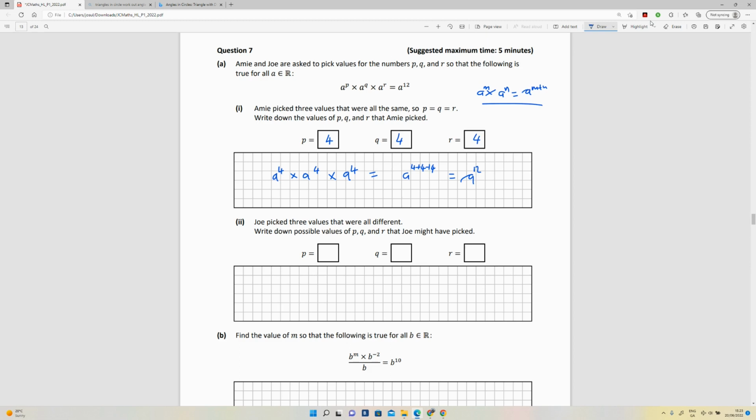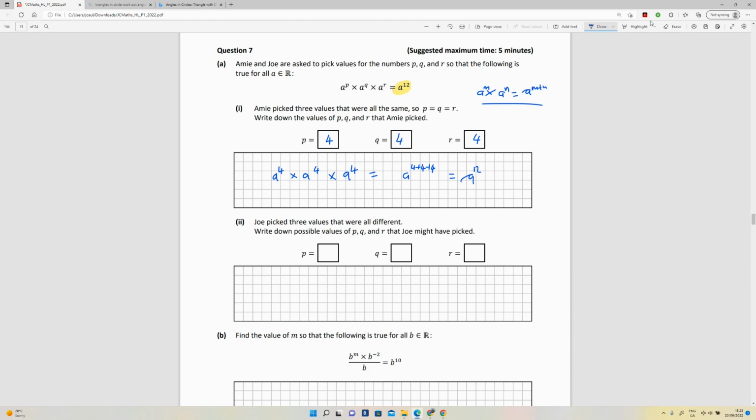Joe picked values that were all different. 3 values. So again, we're talking about P, Q, and R. So write down possible values. So this is one possible way of getting up to A to the power of 12, as shown here. So they're asking you to pick another set of values. So you could pick any numbers you wish.